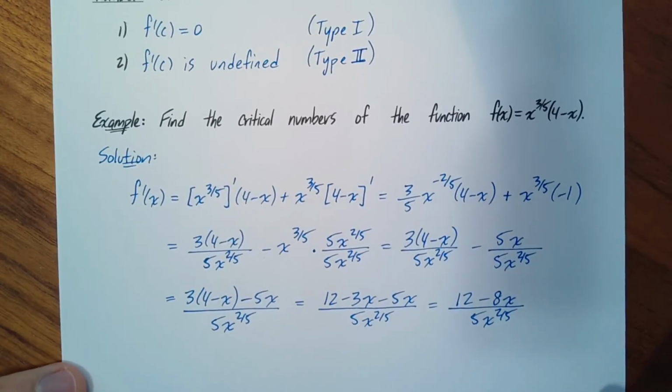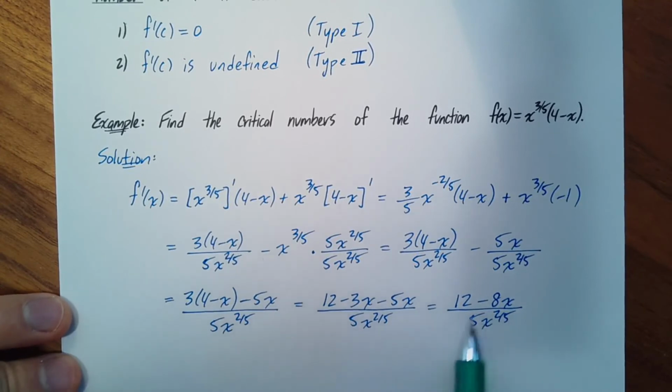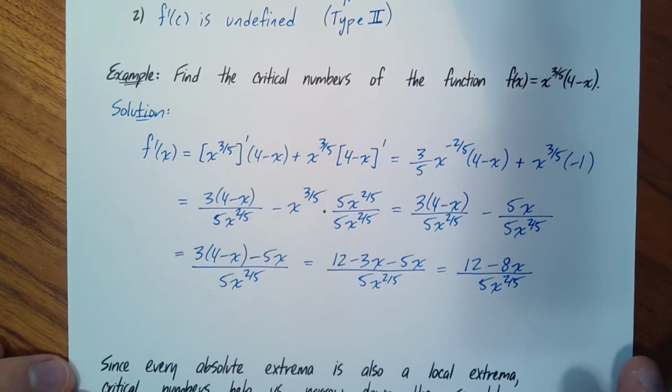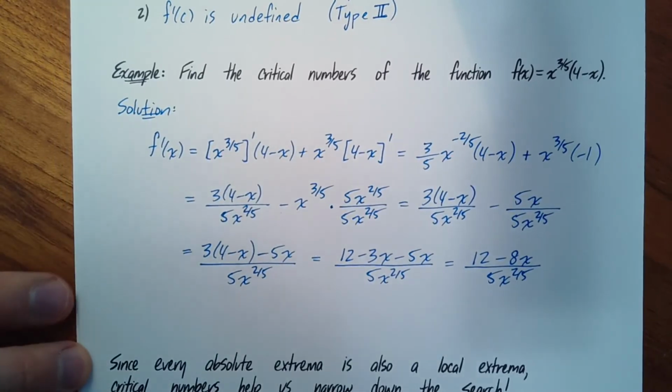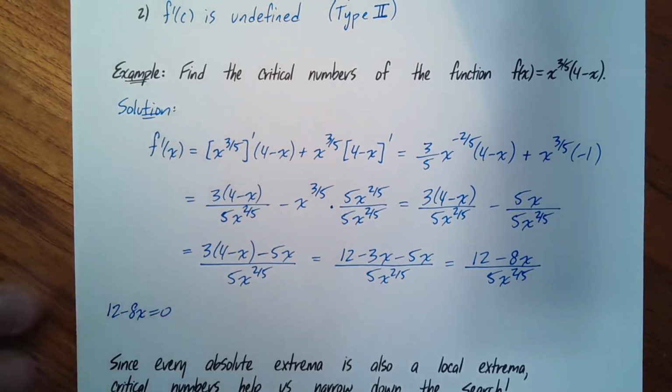If you want to find the type 1 critical numbers, set the numerator equal to 0. And if you want to find the type 2 critical numbers, set the denominator, 5x to the 2 over 5, set that equal to 0. Okay, so let's do that and just look at when that's going to happen. So I'll keep going with this pen. So 12 minus 8x is equal to 0.